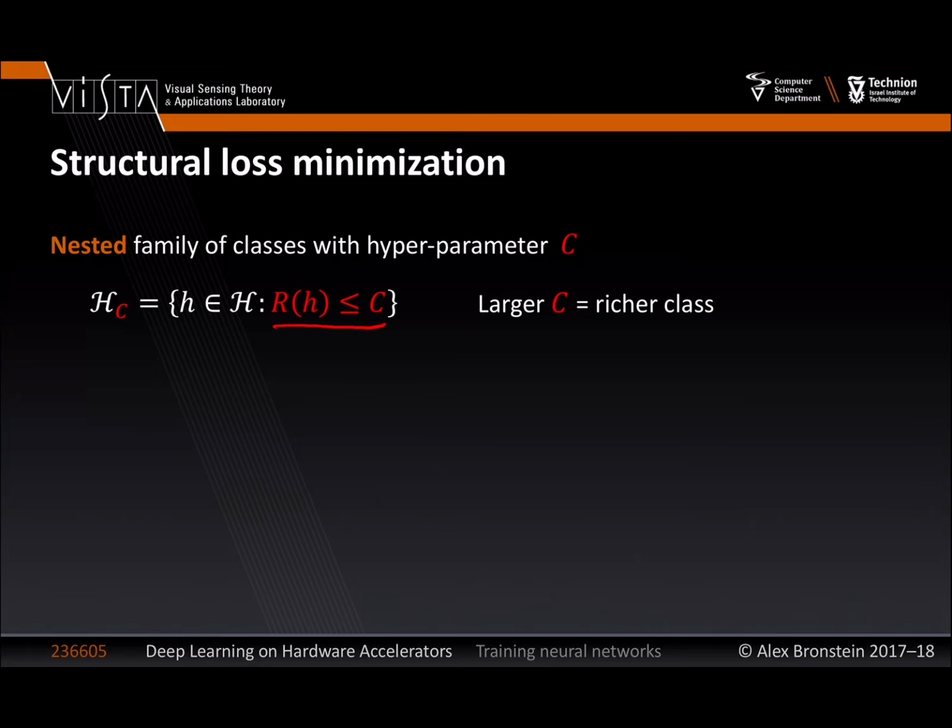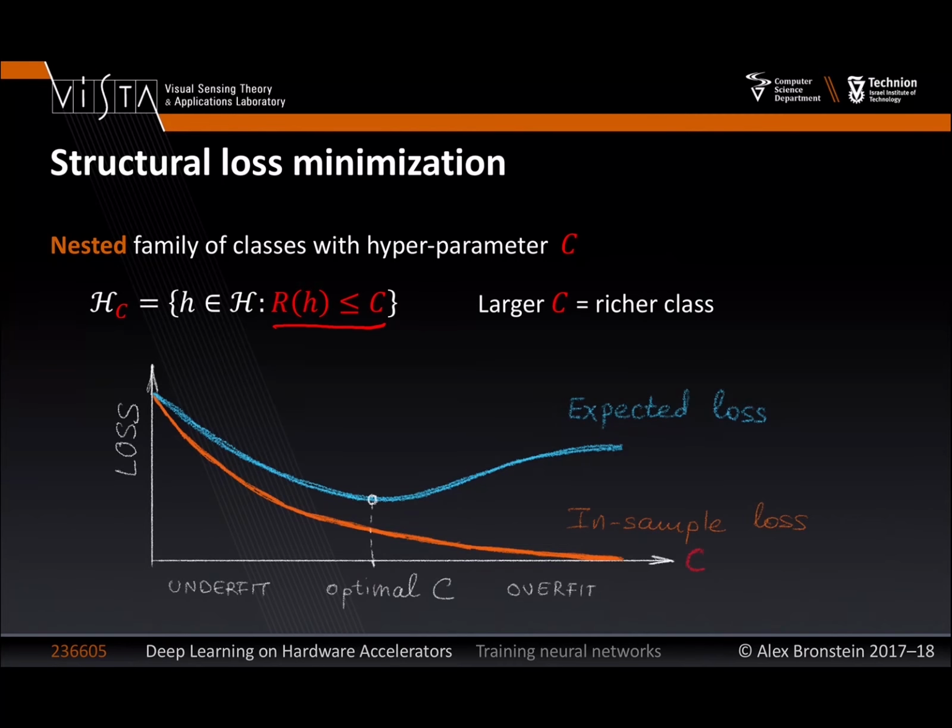And then the typical performance is going to look like this. On the horizontal axis, I have this hyperparameter C. So here I have very rich classes. Here I have very poor classes.